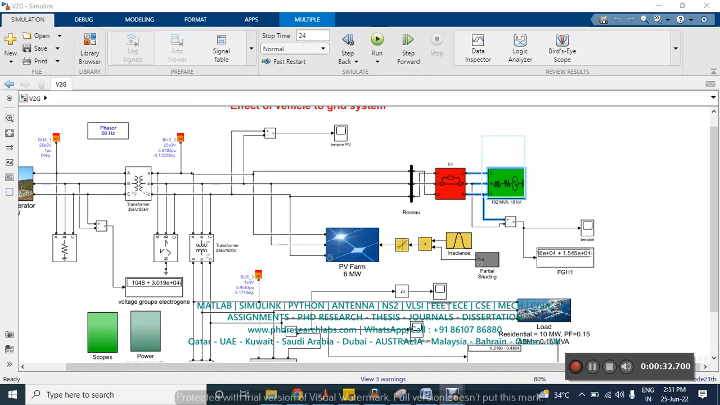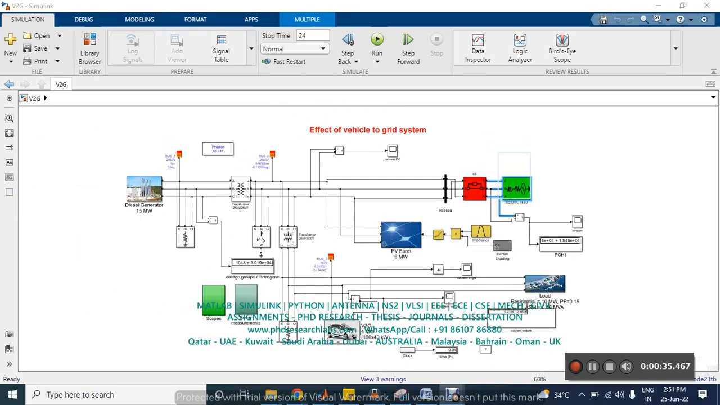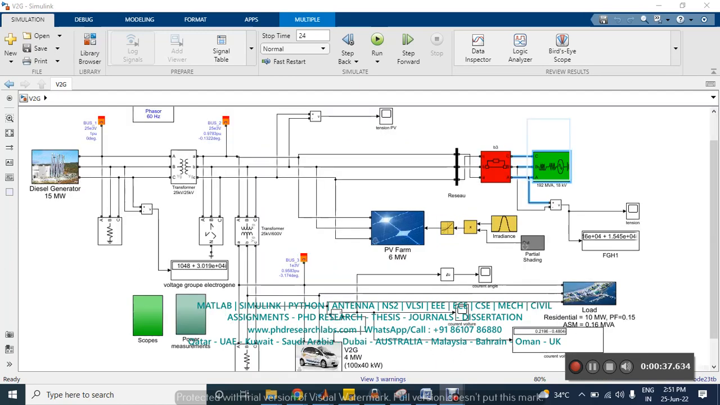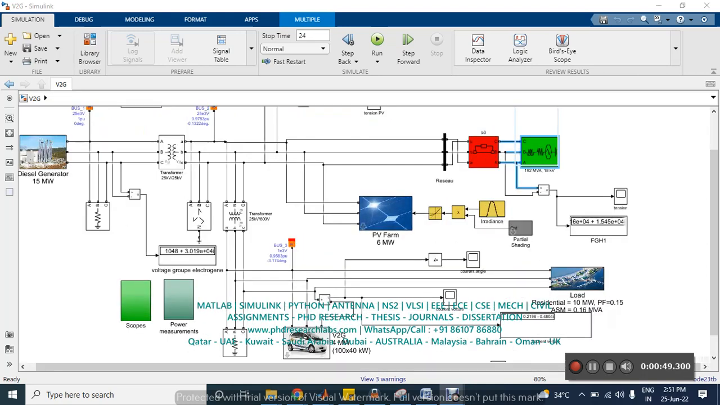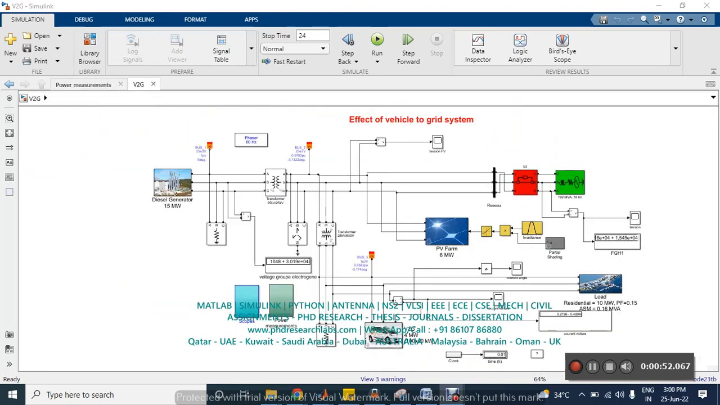This three-phase grid has an 18 kilovolt rating, the PV farm has a 6 megawatt rating, and the diesel generator has a 15 megawatt rating. So here, V2G works like this: when the process happens throughout the day, it controls the charge of the battery linked to it, and it utilizes that available power to manage the grid system.